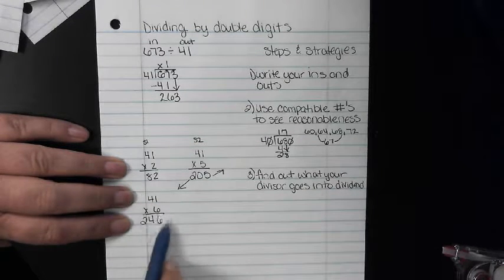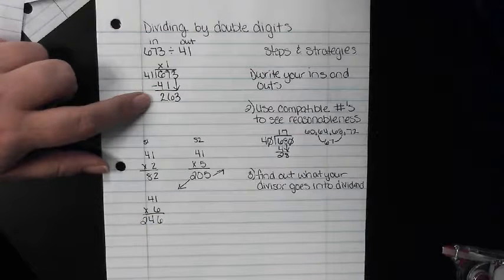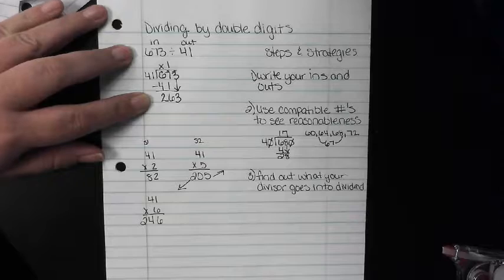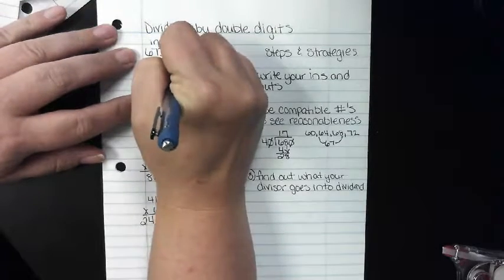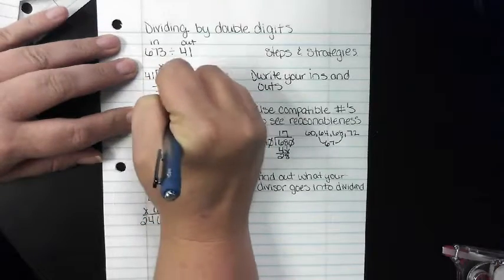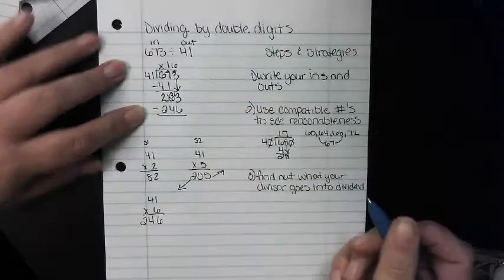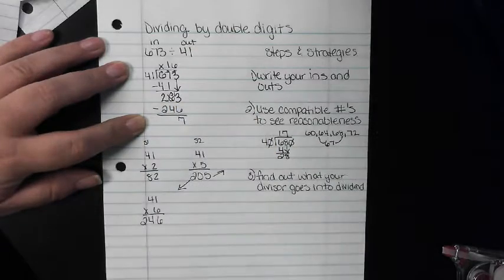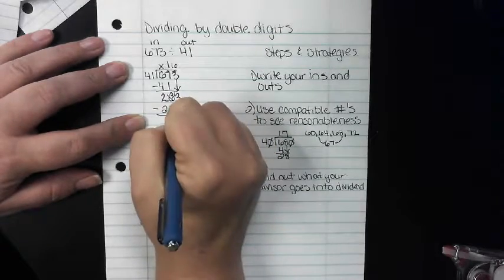Now, that's close. So I know that I'm not going to be able to get another 41 in there. So I'm going to bring this up here. And now I'm going to subtract. Don't forget to borrow if you need to. So 6 goes into 13 7 times. 5 minus 4 is 1.